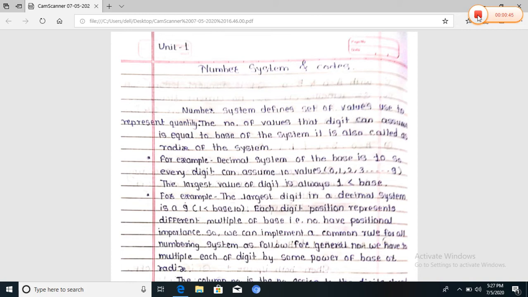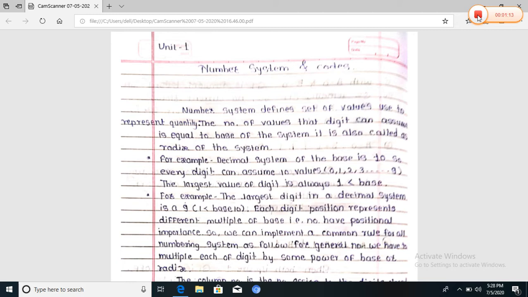The largest value of the digit is always 1 less than the base. The base is 10, so the values are represented from 0 to 9, which is 1 less than the base. The largest digit value of the decimal system is 9, and each digit position represents a different multiple of the base, that is, a number has positional importance. So we can implement a common rule for all number systems as follows.